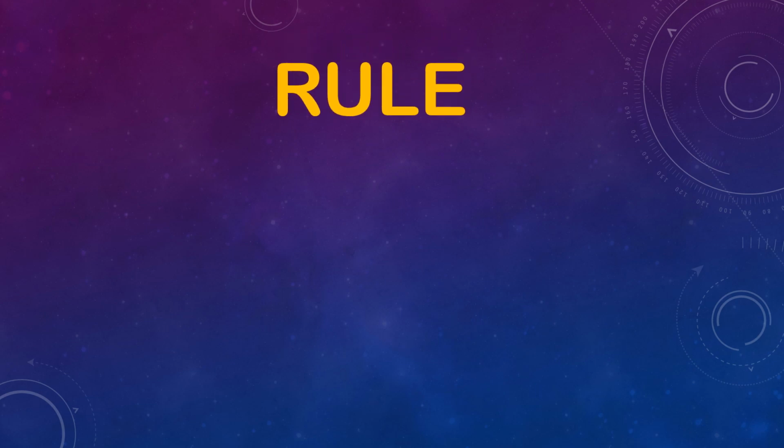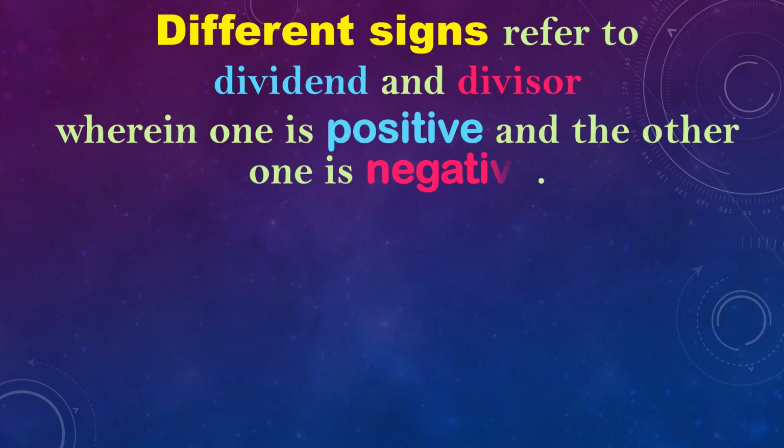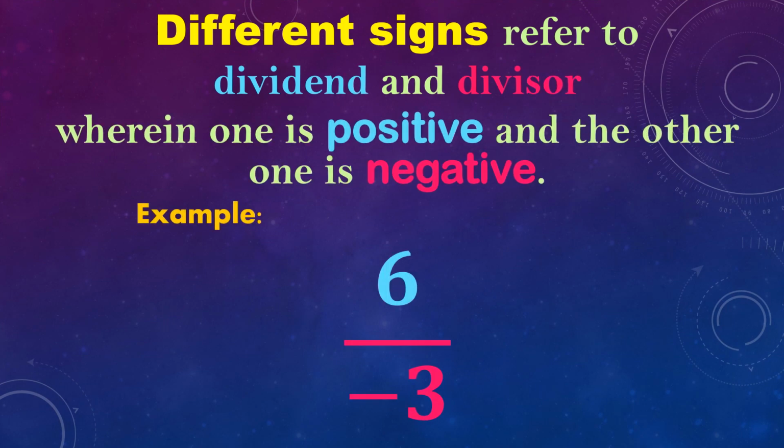Let's have the rule for dividing integers with different signs. Integers with different signs have a negative quotient. Different signs refer to the dividend and divisor, wherein one is positive and the other one is negative.